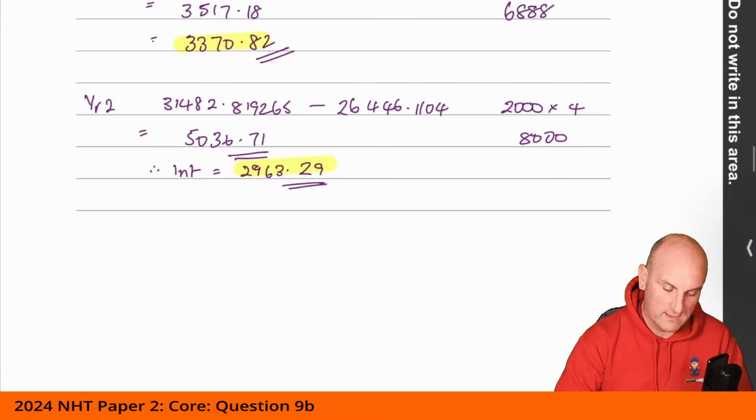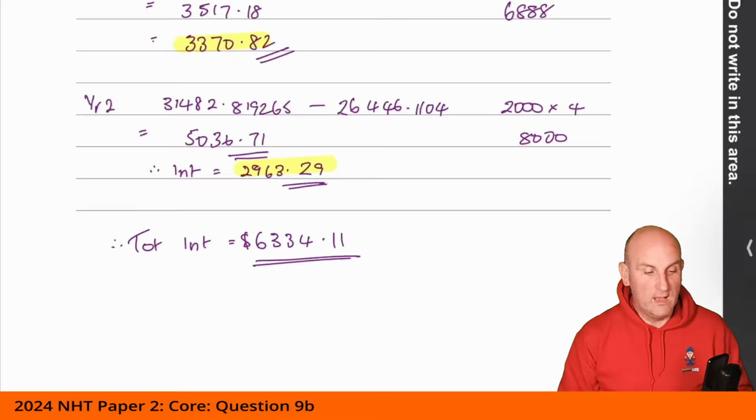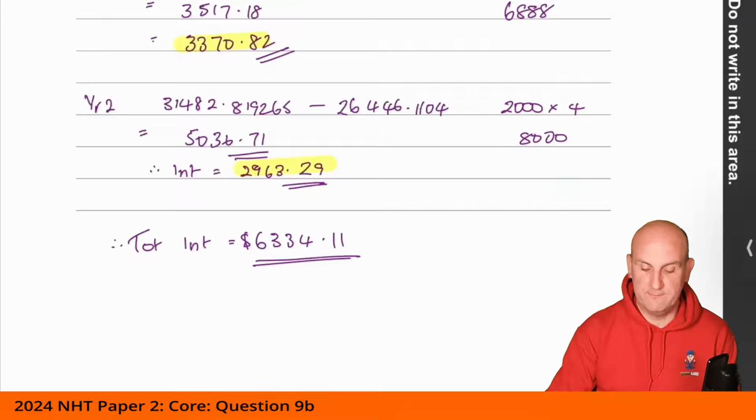And so her total interest paid would be this value here plus that value there. So there I'm going to write, therefore, total interest is equal to 6334.11, which when I add those two together is what I get. A lot of work in there for 2 marks, but that basically is the nature of the beast. So what have we got here?